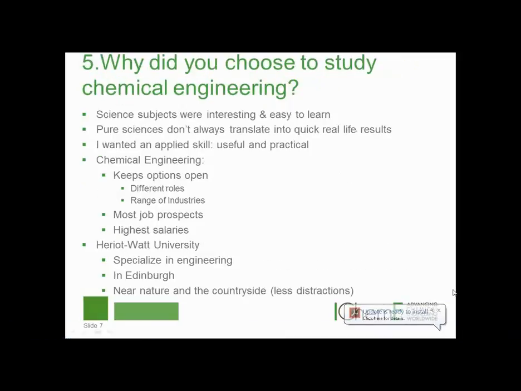Okay, next one. So why did I choose to study chemical engineering? Well, I found that science subjects for me were, I don't know if I'd say easy, but I could do them. I could get better marks than I could in other subjects. I did find them interesting. I found it easy to learn. It was pure sciences. Although I liked them, I felt that it didn't always translate into quick real-life results, and I wanted to do something that was practical, that I felt was useful to people, and maybe that I could see the results of my work fairly quickly.